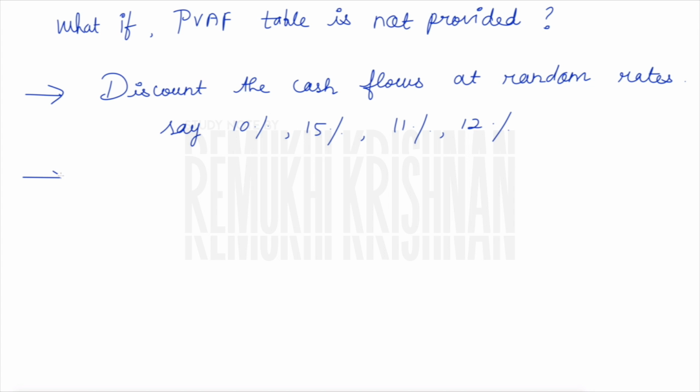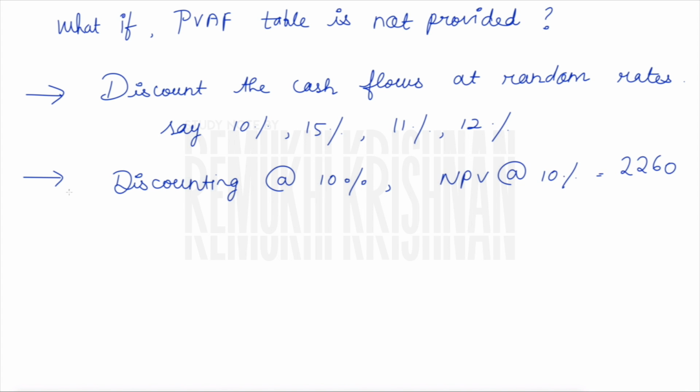First of all, I discount the cash flows at 10 percent. Say I discount my cash flows at 10 percent, and my NPV results are 2260. We already computed that in the previous slide. Now you wonder how to discount further. Should I use a rate higher than this 10 percent, or a rate lower than 10 percent? There is not an issue at all. Here, I am going to discount the cash flows at a higher rate.